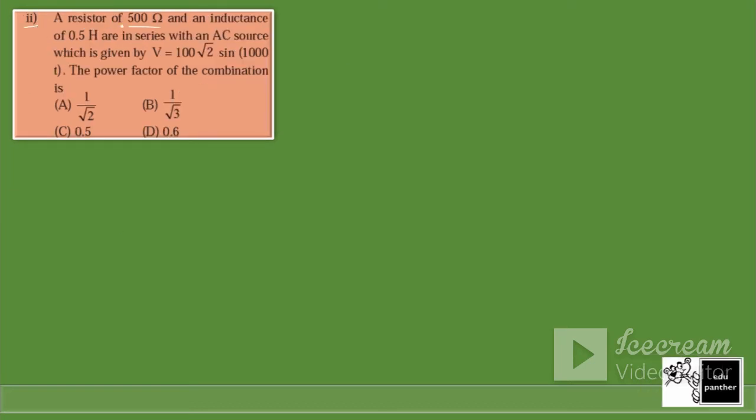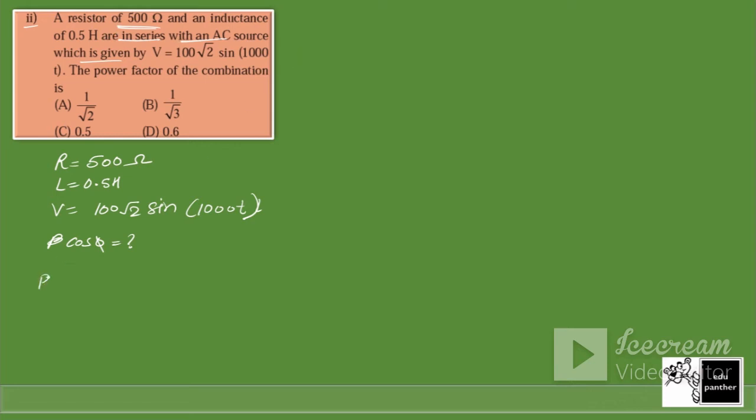Question number 2: a resistor of 500 ohms, so let's write 500 ohm resistor, and inductance L is 0.5 Henry, are in series with an AC source which is given by the equation for the voltage, 100 √2 sin 1000 t. The power factor is asked, and power factor is nothing but cos phi. So see, this is your inductor and resistor.